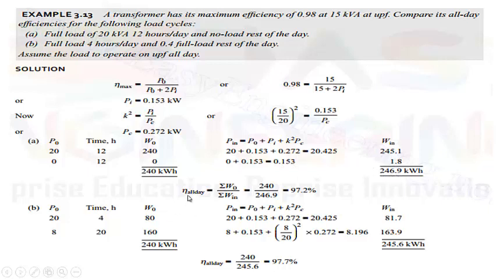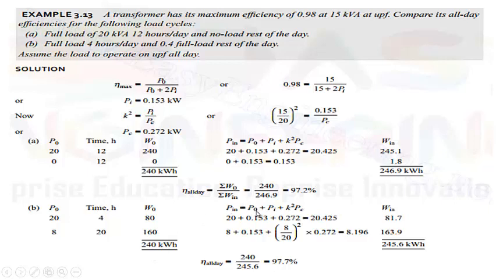So all day efficiency will be equal to output energy divided by input energy, that's 240 divided by 246.9, that is 97.2%. Similarly for case B, full load is operating for 4 hours and 0.4 of the full load, that means 0.4 into 20, which is 8 kilowatts, for 20 hours. So for this case the energy will be 20 into 4, that is 80 kilowatt hour, but for this case it is 160 kilowatt hour.